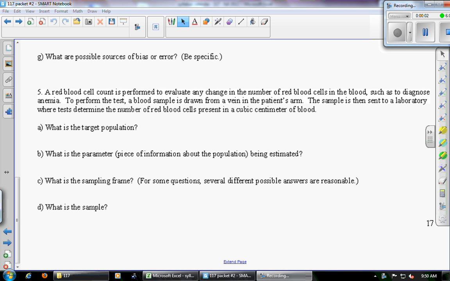Okay, so let's see if we can work through this one together, which again, I think most groups haven't had a chance to look at. So we've got this sample of blood that we're taking, and we're trying to figure out the red blood cell count. How many red blood cells are in, like, 5 cubic centimeters of blood or whatever we take out.